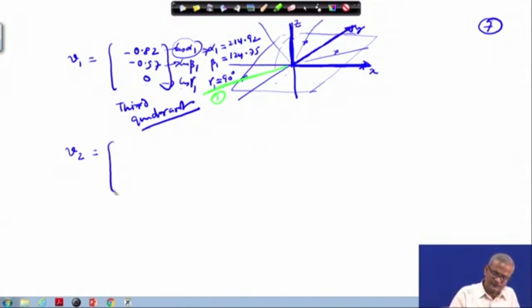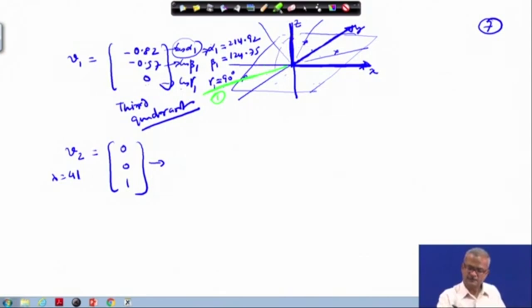So, nu 2 corresponding to 0 0 1 and this is corresponding to lambda equal to 41. That gives you x component is 0, y component is 0 and z component is 1. So, the second axis, according to this, is located here. Okay, so this is your second axis.